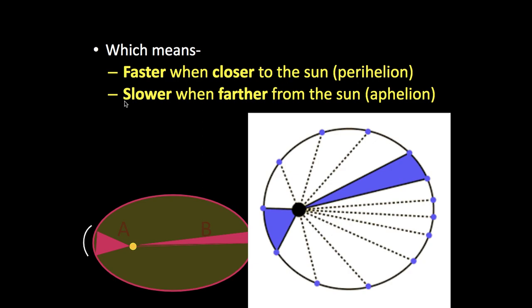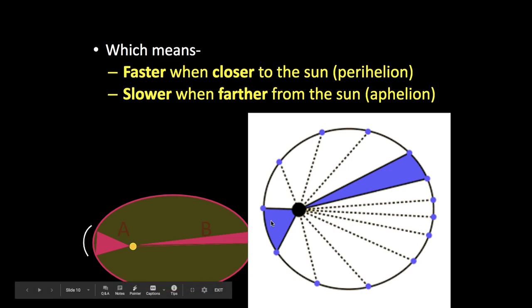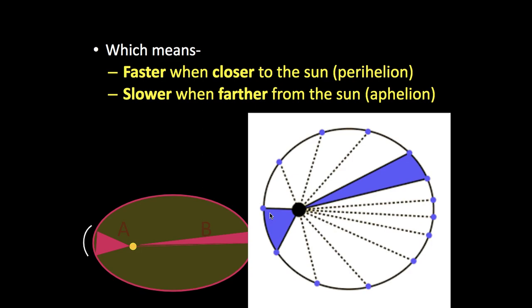Write this down, put a big old star next to it. This is the biggest thing with Kepler's second law. Planets are going to move faster at perihelion when they are closest to the sun, and they are going to move slowest when they are farthest from the sun at aphelion.